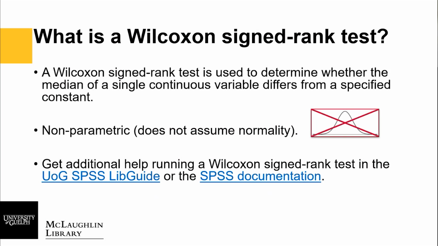So what is a Wilcoxon signed rank test? A Wilcoxon signed rank test is used to determine whether the median of a single continuous variable differs from a specified constant. I think I forgot to put something on the slide here. You can use a continuous variable or an ordinal variable here. So if you failed normality on a one sample t-test, you could use the Wilcoxon signed rank test. Or if you were looking to check an ordinal variable for some reason, you could also do that here.